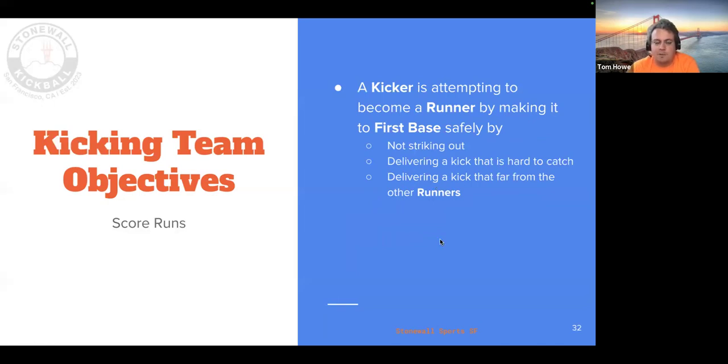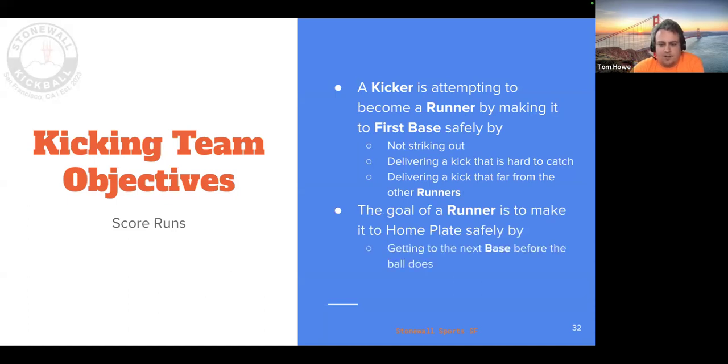So this is a little bit more strategic, a little bit more kickball 201. But basically, remember, you and your other runners are on the same team. So if you have a runner on second base and a runner on first base, generally not a good idea to kick to third because your runner on second base isn't going to be able to make it. The goal of a runner is to make it home safely by getting to the next base before the ball does and not get pegged.